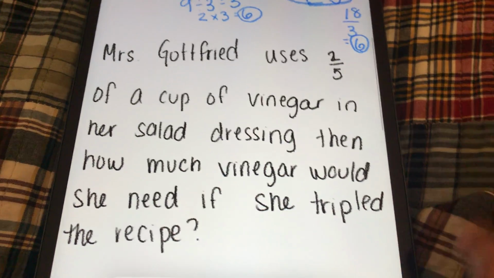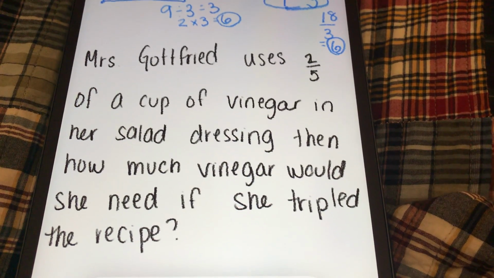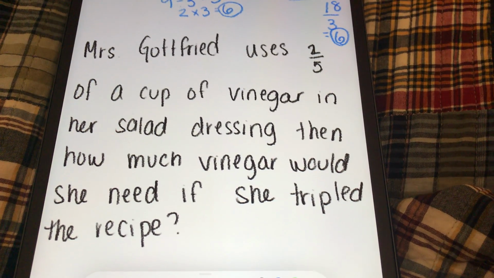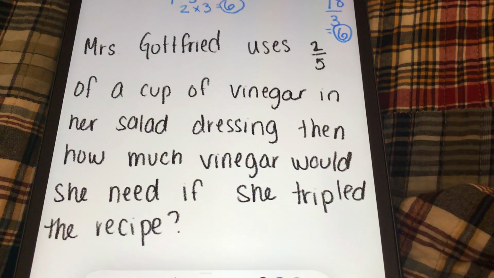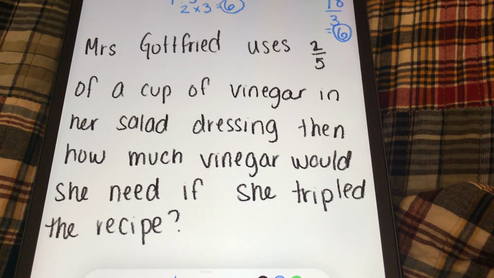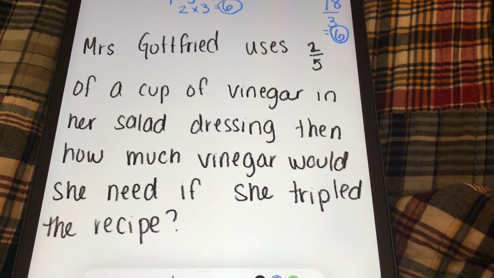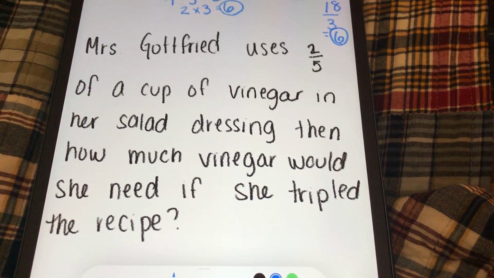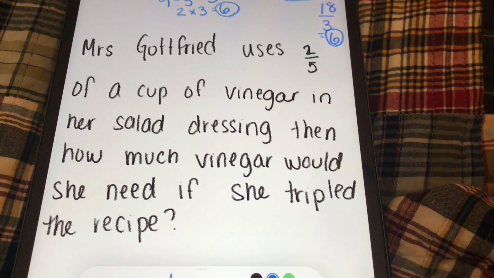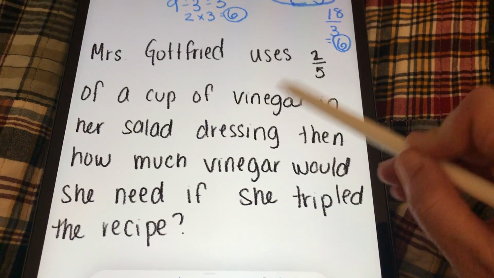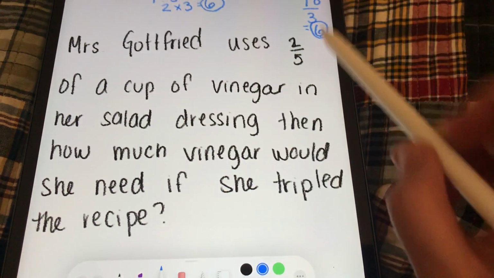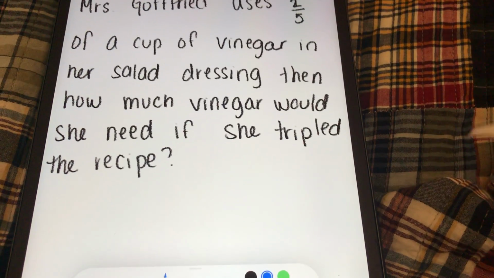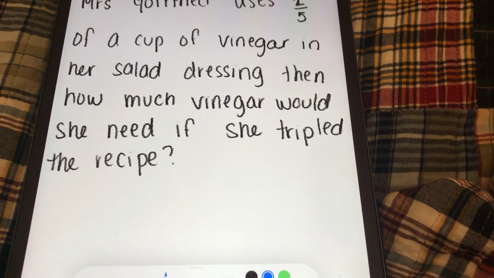Okay. Miss Godfrey uses 2/5 of a cup of vinegar in her salad dressing. Then how much vinegar would she need if she tripled the recipe? So I tried to get a little challenging for you. So she uses 2/5 of a cup of vinegar in one recipe. Then when we triple it, triple means that we are going to multiply it by 3.